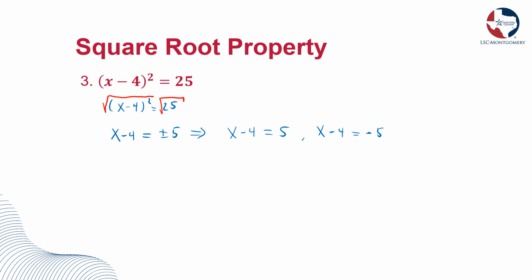So now we solve both equations separately. Adding 4 onto both sides here, and we can go ahead and do the same over here. So on the left side, we isolate x. 5 plus 4 gives us 9. And then over here on the other one, negative 5 plus 4 gives us negative 1. So our answer is x equals 9, and also x equals negative 1.